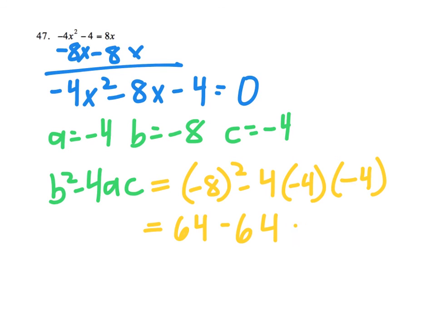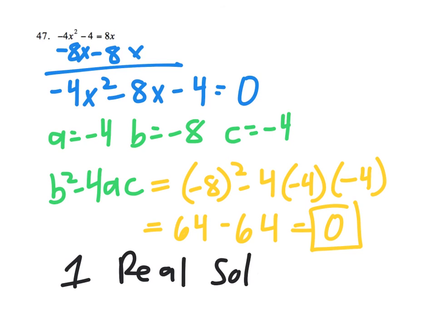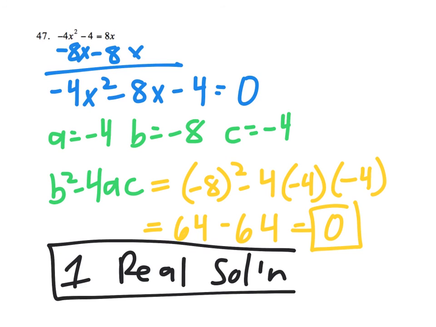When we do 64 minus 64, we get 0, which is our discriminant. Remember, 0 tells me that I have one real solution. And that is your final answer.